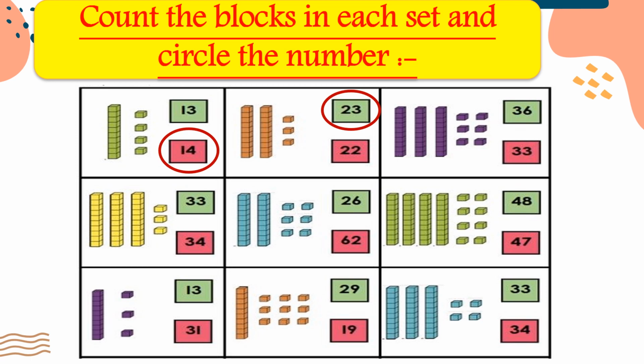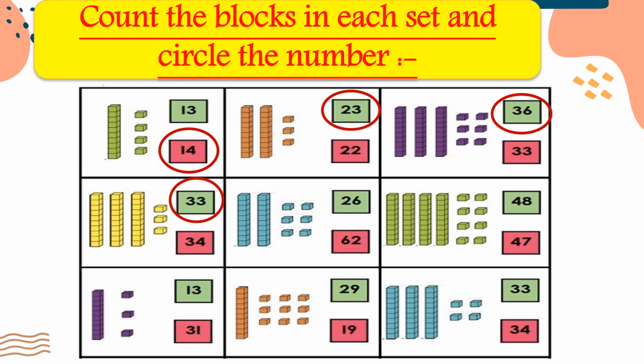Here, how many stacks? 1, 2, 3. And how many separate small squares? 1, 2, 3, 4, 5, 6. So the answer will be 36. Here, how many stacks? 3. 3 in the tens. And how many separate small squares? 3. So the answer will be 33.